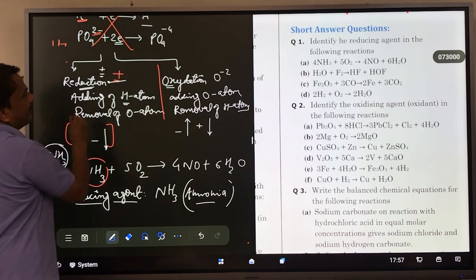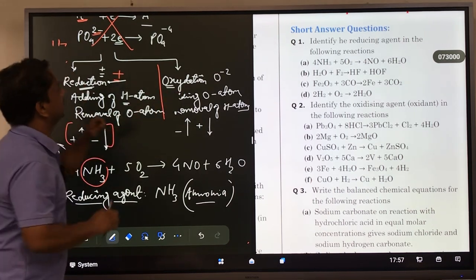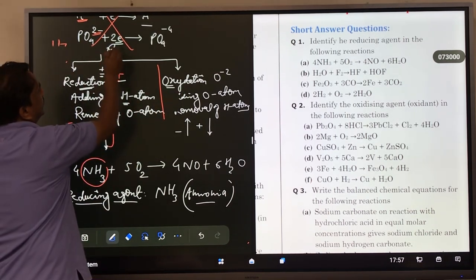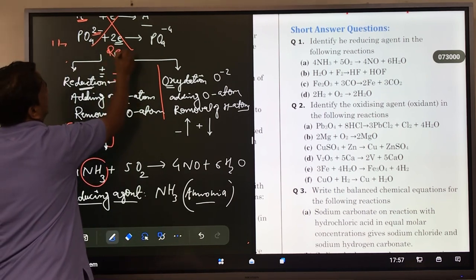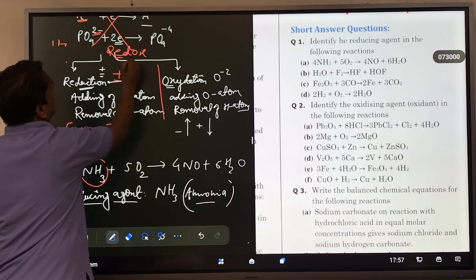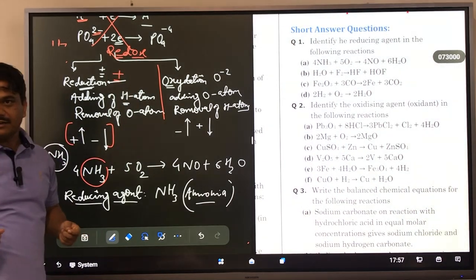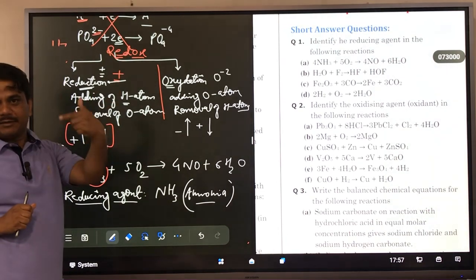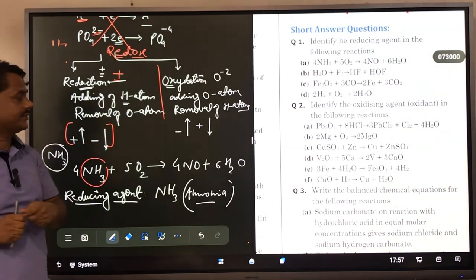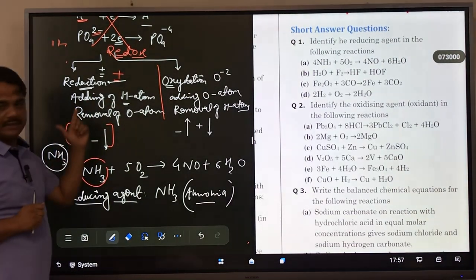So there is reduction, or there is oxidation. When both occur together, this is called a redox reaction. Redox is made up of reduction and oxidation, right? So when reduction and oxidation take place simultaneously, this is called the redox reaction. First we'll give the definition here.